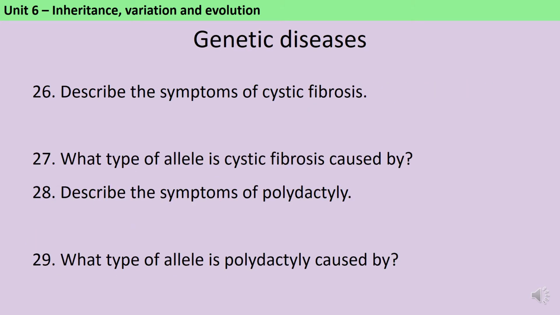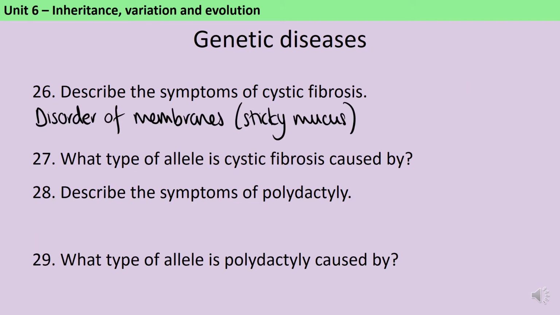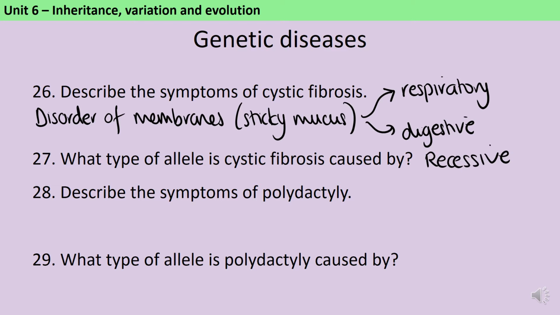Cystic fibrosis is a disease of the membranes, and it causes them to make a lot of sticky mucus, and this can cause problems particularly with the respiratory system but also with the digestive system. Cystic fibrosis is caused by a recessive allele, so you need 2 copies of that cystic fibrosis allele in order to have the cystic fibrosis disease. Polydactyly is another genetic disease in which individuals have additional fingers or toes, and it's caused by a dominant allele.